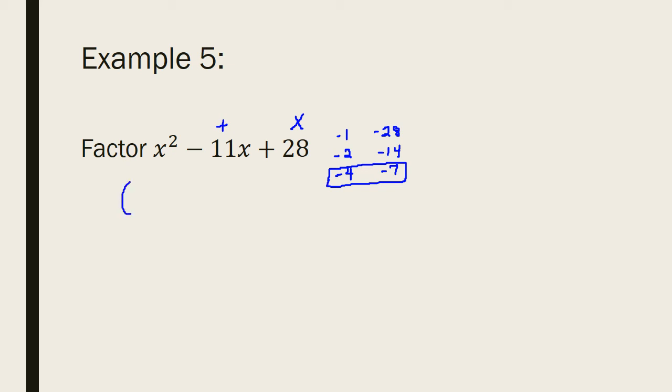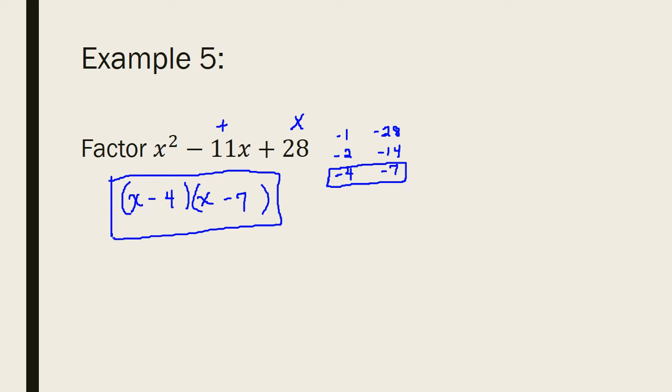So do your two sets of parentheses, and then put the x in front. And because it's a negative 4, we write minus 4. Because it's a negative 7, we write minus 7. And there it is.